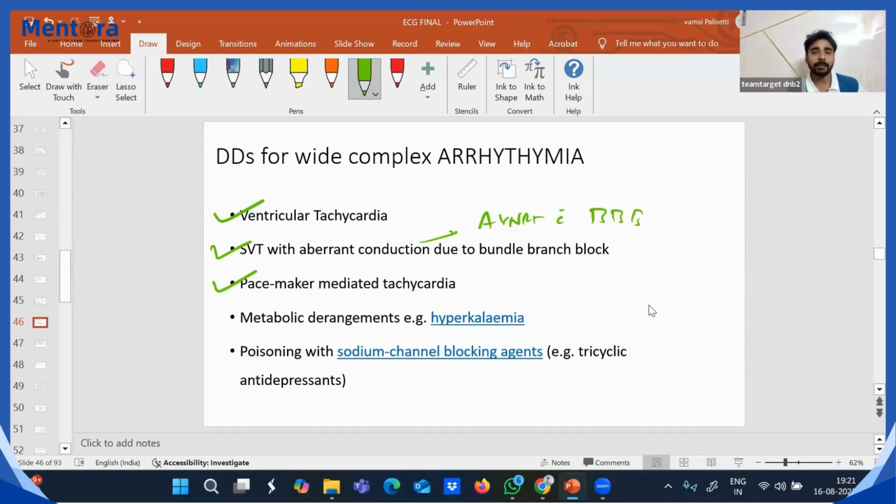And the third thing is pacemaker tachycardia. I will discuss this thing. And fourth is any metabolic cause, hyperkalemia, very important. Wide QRS complex can be seen in hyperkalemia. And fifth, last, is TCA poisoning, tricyclic antidepressant poisoning. For any ECG showing wide complex tachyarrhythmia, you have to understand these 5 things are very important. One is ventricular tachyarrhythmia, other is SVT with aberrance, other is pacemaker tachycardia, other is hyperkalemia, and other is your TCA poisoning. Right?